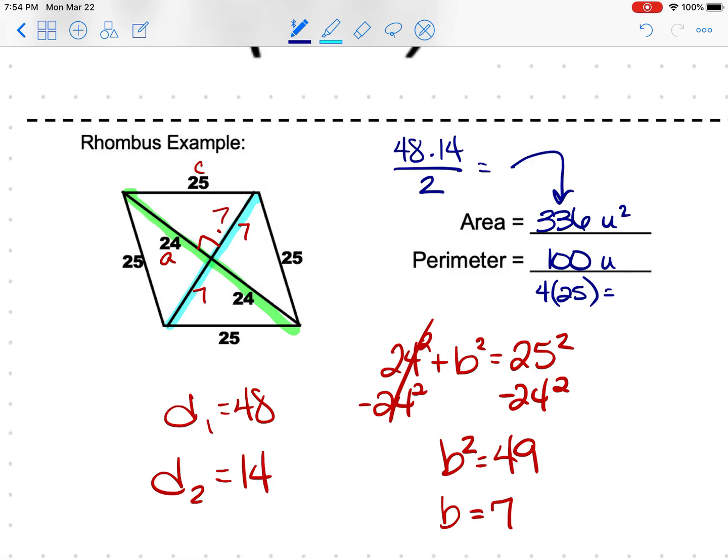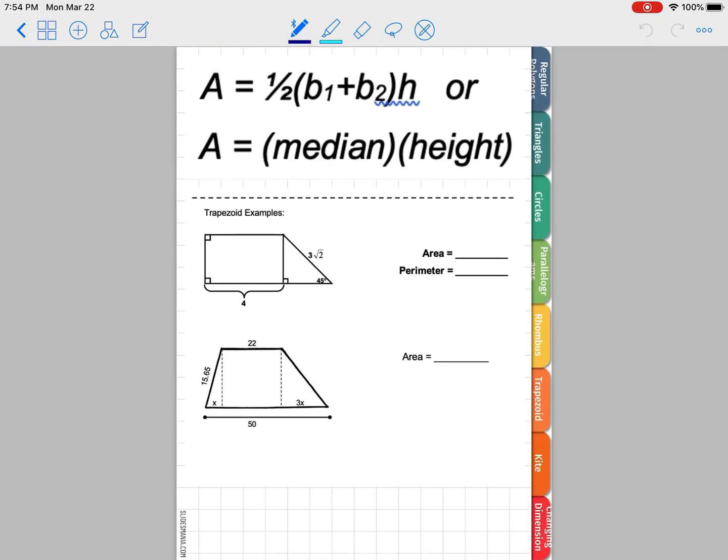Okay, rhombus, remember you need your diagonals to find the area. And more than likely you're going to have to use Pythagorean theorem to find one of those missing pieces. All right, next is the trapezoid.